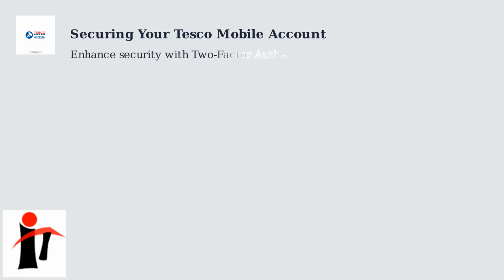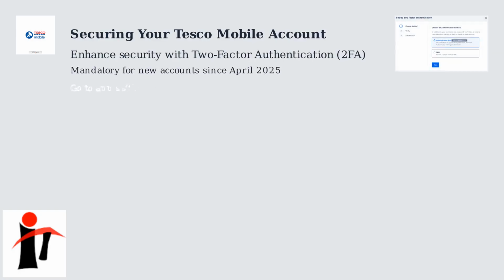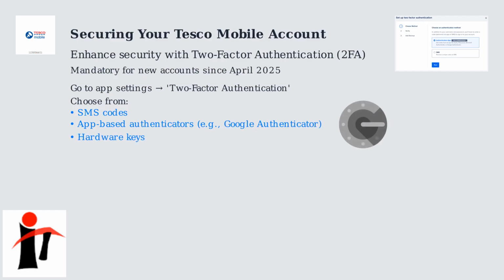Enhance your Tesco mobile app security by enabling two-factor authentication, or 2FA. Since April 2025, 2FA has been mandatory for new accounts and is strongly recommended for existing users. In the app settings, find the two-factor authentication section to enable it. You can choose between SMS codes, app-based authenticators like Google Authenticator, or even hardware keys for added security.